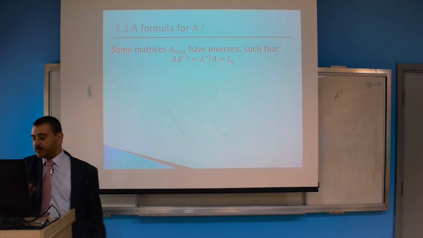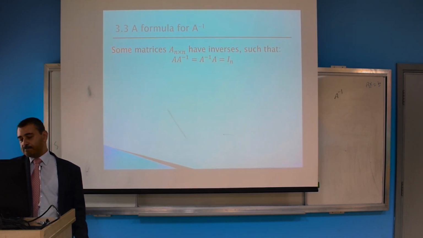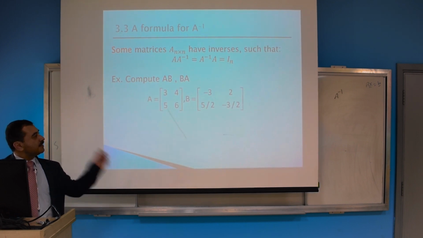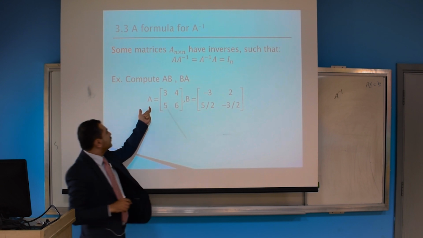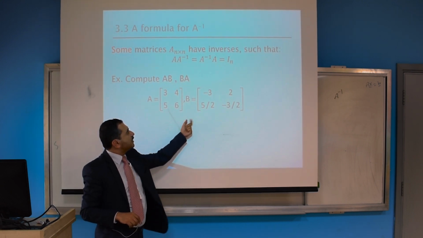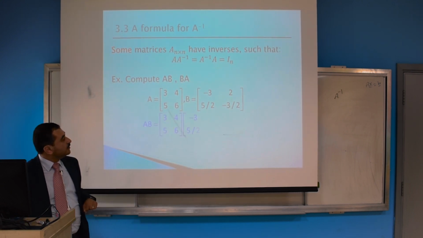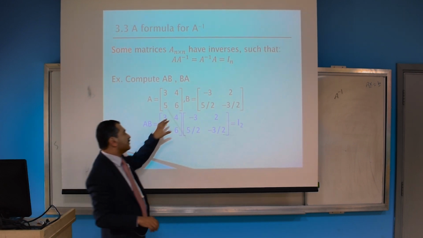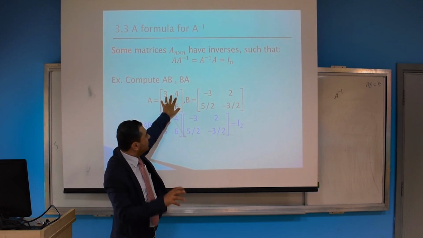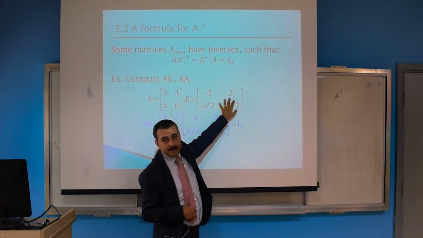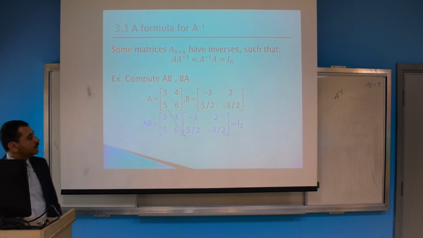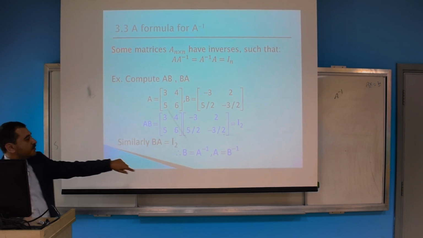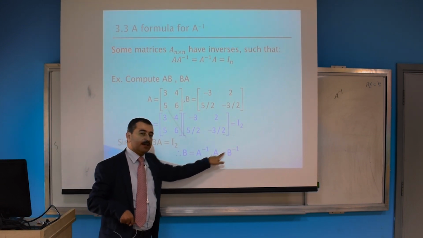Let's see it for a simple example. If you have A 3 by 3, okay, this is an illustrative example. We'll show that if you have A and B, and if you multiply these matrices together, AB or BA, you will get the identity. So I'll give you one of them, for example, this one, and I want a method to get the other one. So we say that B is the inverse of A, or A is the inverse of B.